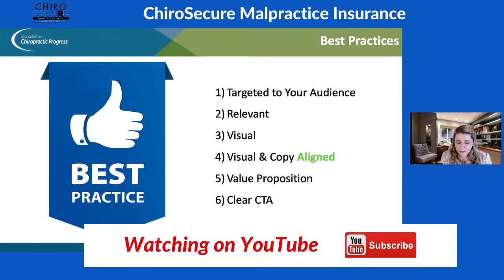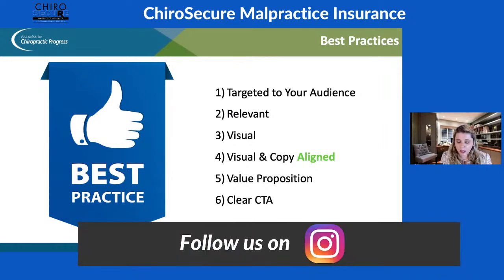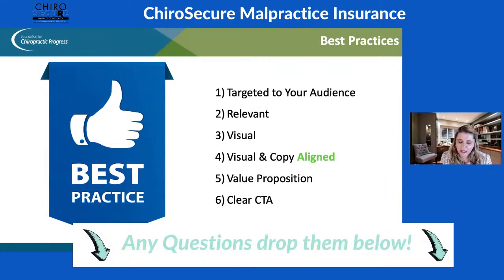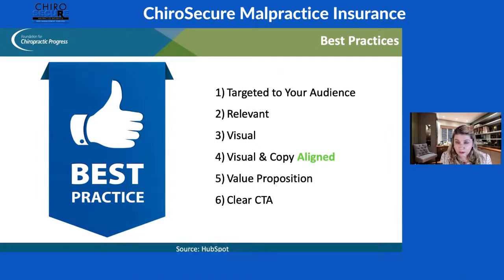Now, number 5, value proposition. This tells the reader why they should click on your ad to learn more. This should be believable and showcase why the viewer should click on the ad to view your call to action. That call to action, remember, if you don't have one, this viewer has no idea what to do. The call to action should encourage people to click on your ad.